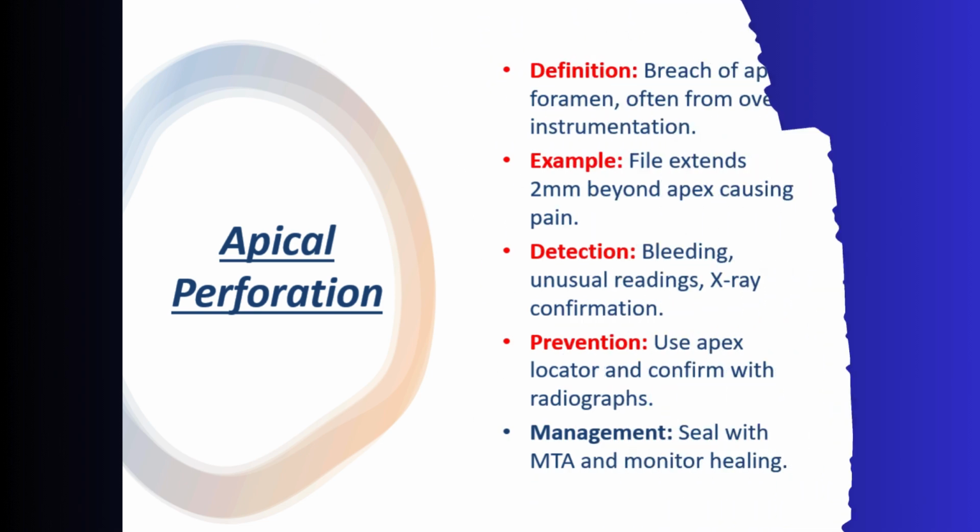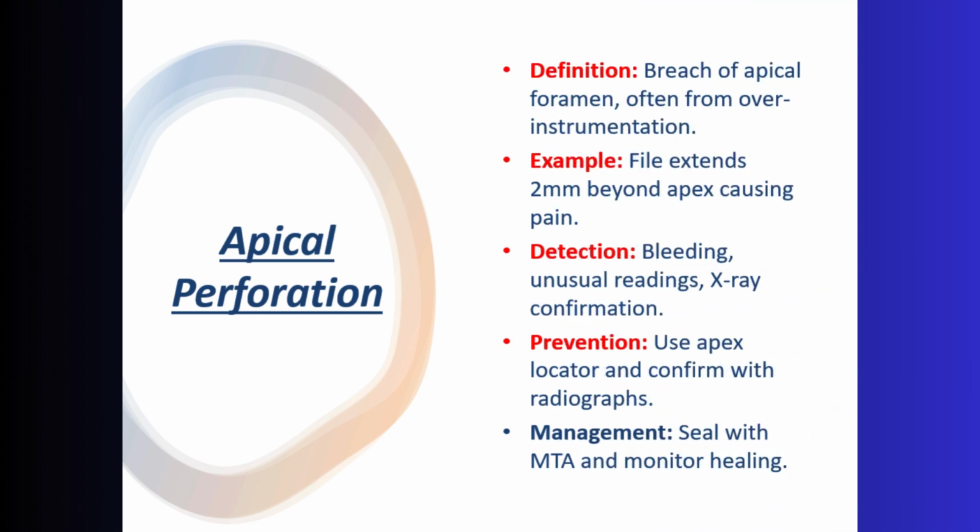Apical perforation. Definition: breach of the apical foramen, often from over-instrumentation. Example: file extends 2 millimeters beyond apex, causing pain. Detection: bleeding, unusual readings, X-ray confirmation. Prevention: use apex locator and confirm with radiographs. Management: seal with MTA and monitor healing.